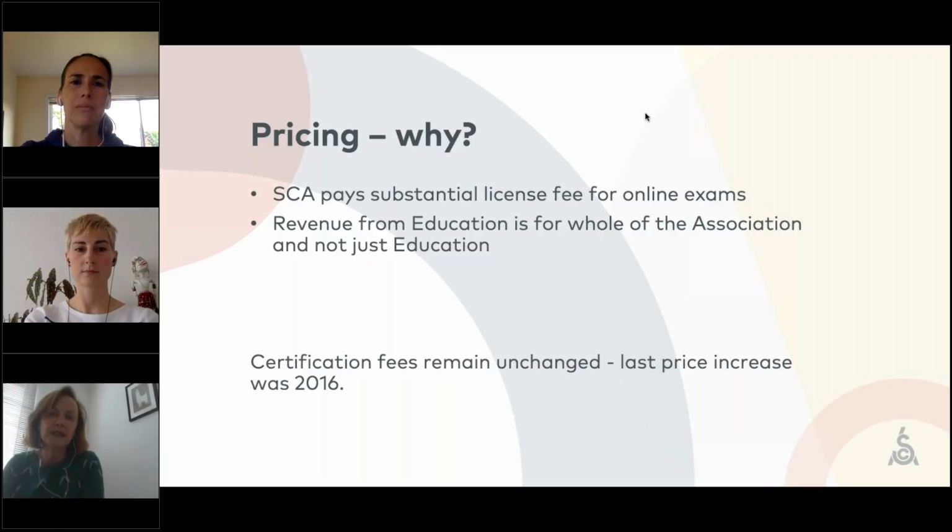And just one final point I'd like to make: the certification fees, those fees which are charged to the learner, for which you retain 50% and we invoice you for 50%, haven't changed for the last 3 years. We haven't raised them in 3 years. In fact, we have entered the 4th year of an unchanged certification fee.